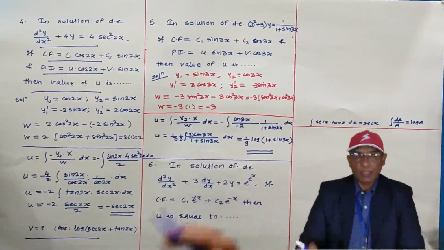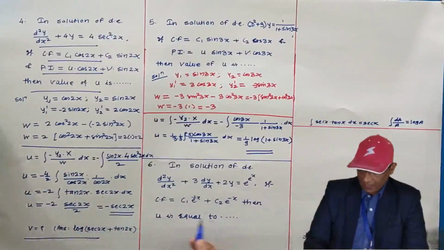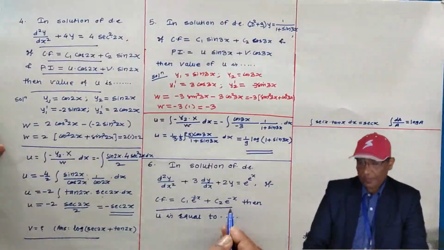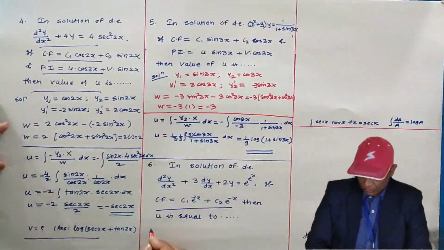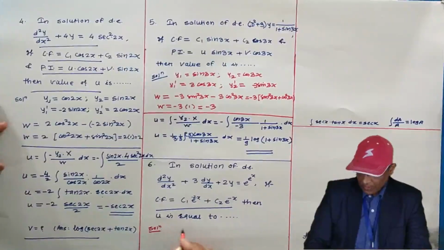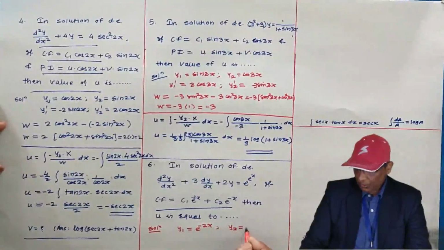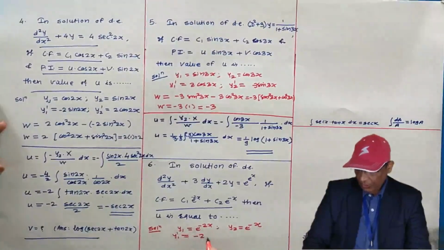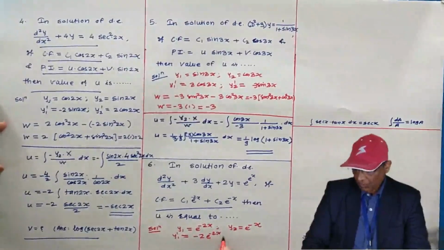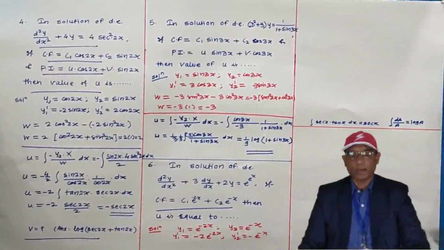Now, the same thing again. Only the differential equations are being changed. The procedure is as it is. The complementary function is given. So what are y1 and y2? y1 is e to the power minus 2x. y2 is the coefficient of c2. y1 dash is the derivative of e to the power minus 2x. y2 dash is the derivative of e to the power minus 6.